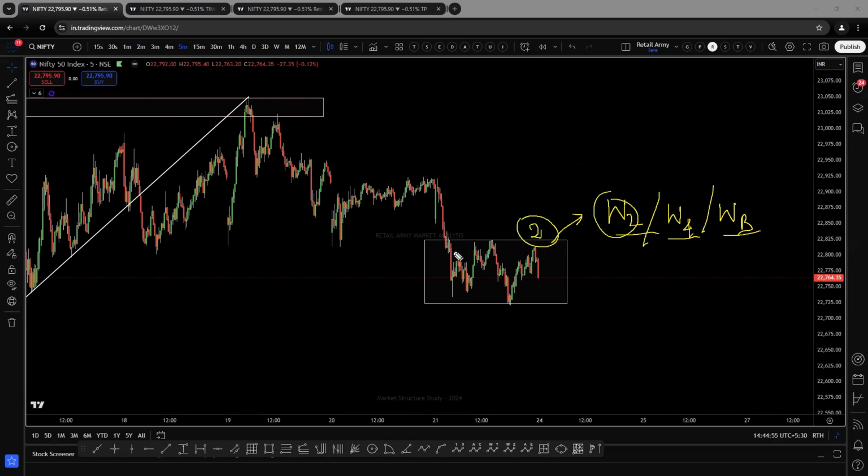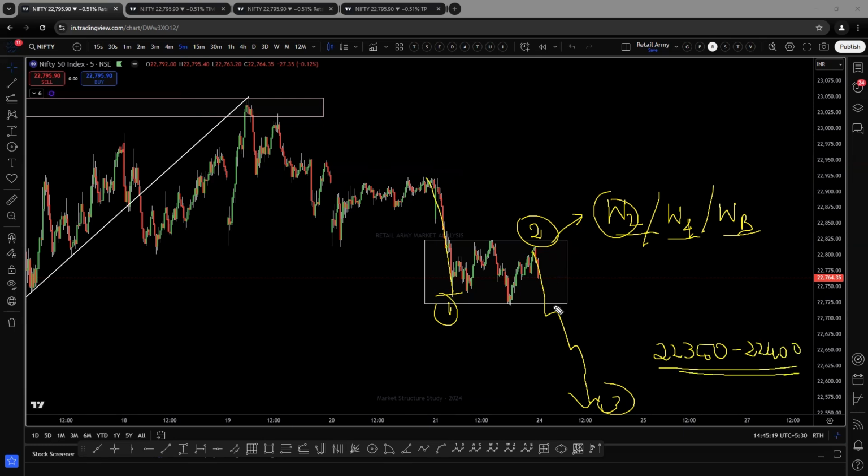So first case, if this is wave 2, then this is your wave 1, and we are going to go for a wave 3, which will directly gap down and go straight down. So in that case, we can expect the market to go and touch 22,350 to 400 level in the next week, because it's a wave 3. All right. Now, how do I confirm the difference between wave 2 or wave 4?